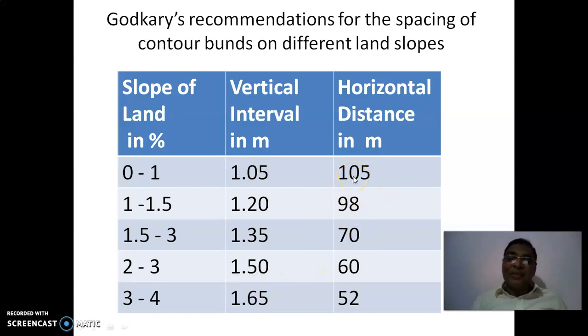Horizontal distance in meters. For example, when the slope is less than 1%, you will have more width of the contour strip; that bench width is more. As the slope increases, the bench width gets reduced. It is obvious because the lesser the slope, the more even the land spreads over a much greater extent, and the more the slope, the very narrow strip runs under that slope. So this is how Gadkari's recommendations for the spacing of contour bunds work.